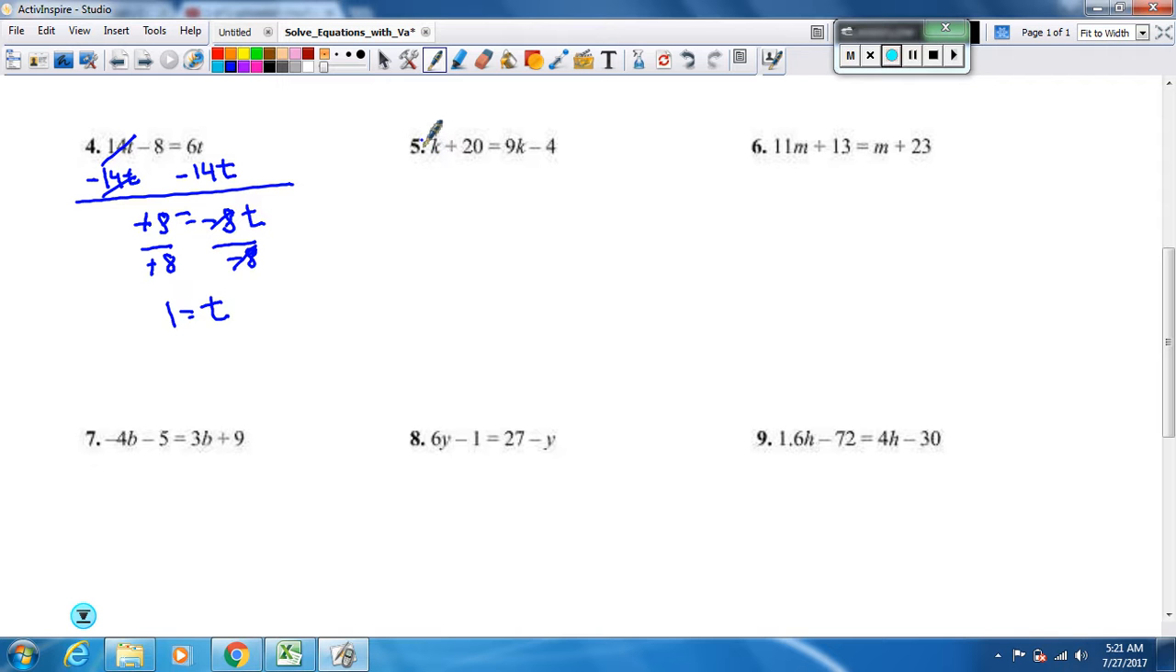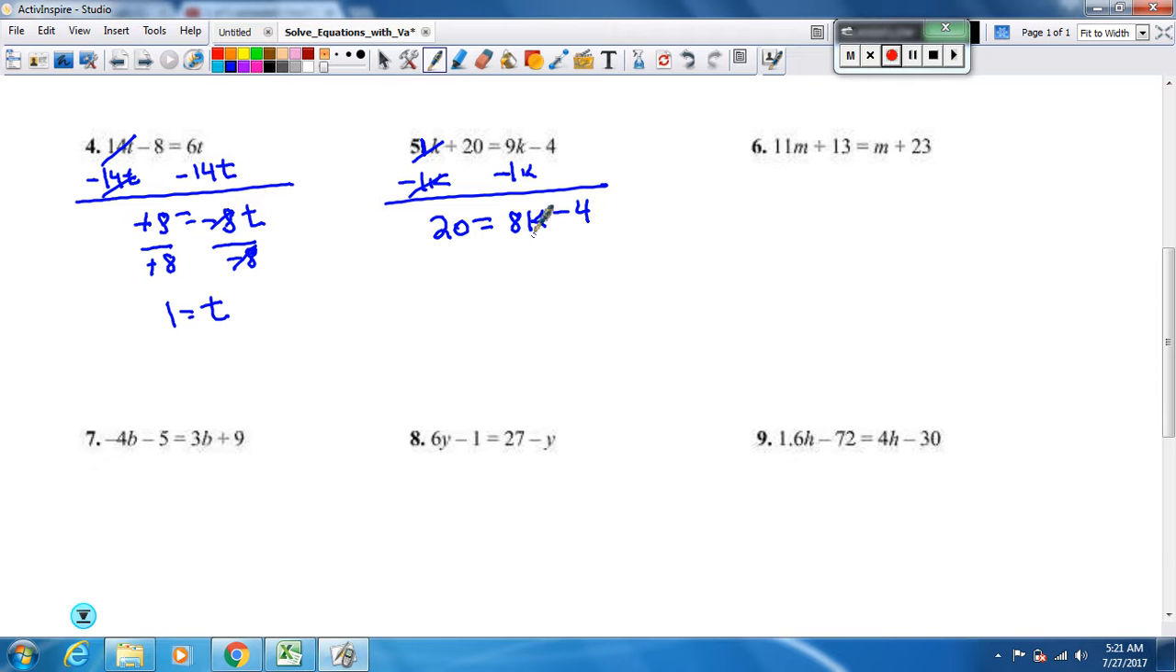Okay, this k has a 1 in front of it. And it's the smallest k, so I'm going to move it. The opposite of positive 1k is negative 1k. So I'm going to put a negative 1k on both sides. Opposites cancel. Bring down my 20. You just go in order. Bring down the equal. 9k take away 1k is 8k. Bring down the negative 4.